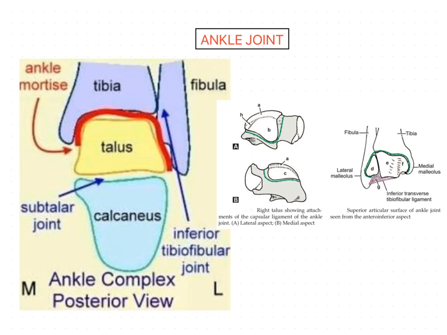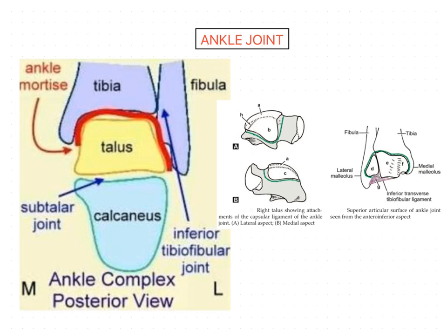Dear students, welcome back. In this session we are going to discuss the ankle joint. The ankle joint is a synovial joint of hinge variety and it has articular surfaces, proximal articular surfaces and distal articular surfaces.